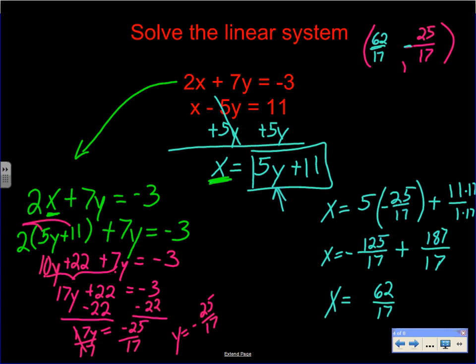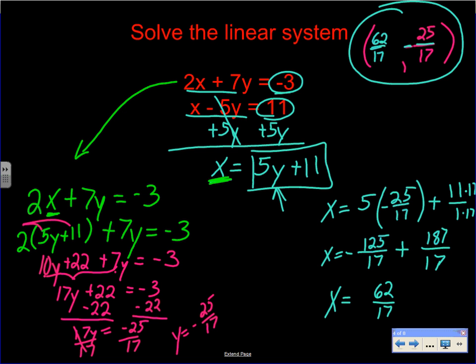Remember, this is a negative 25 over 17. So there is your exact answer, your exact solution to that linear system. 62 over 17 and negative 25 over 17. You can plug it back in for x and y in both equations to make sure that the left side of the top equation is equal to negative 3. The left side of that top equation equals negative 3, and then the left side of the bottom equation equals 11.